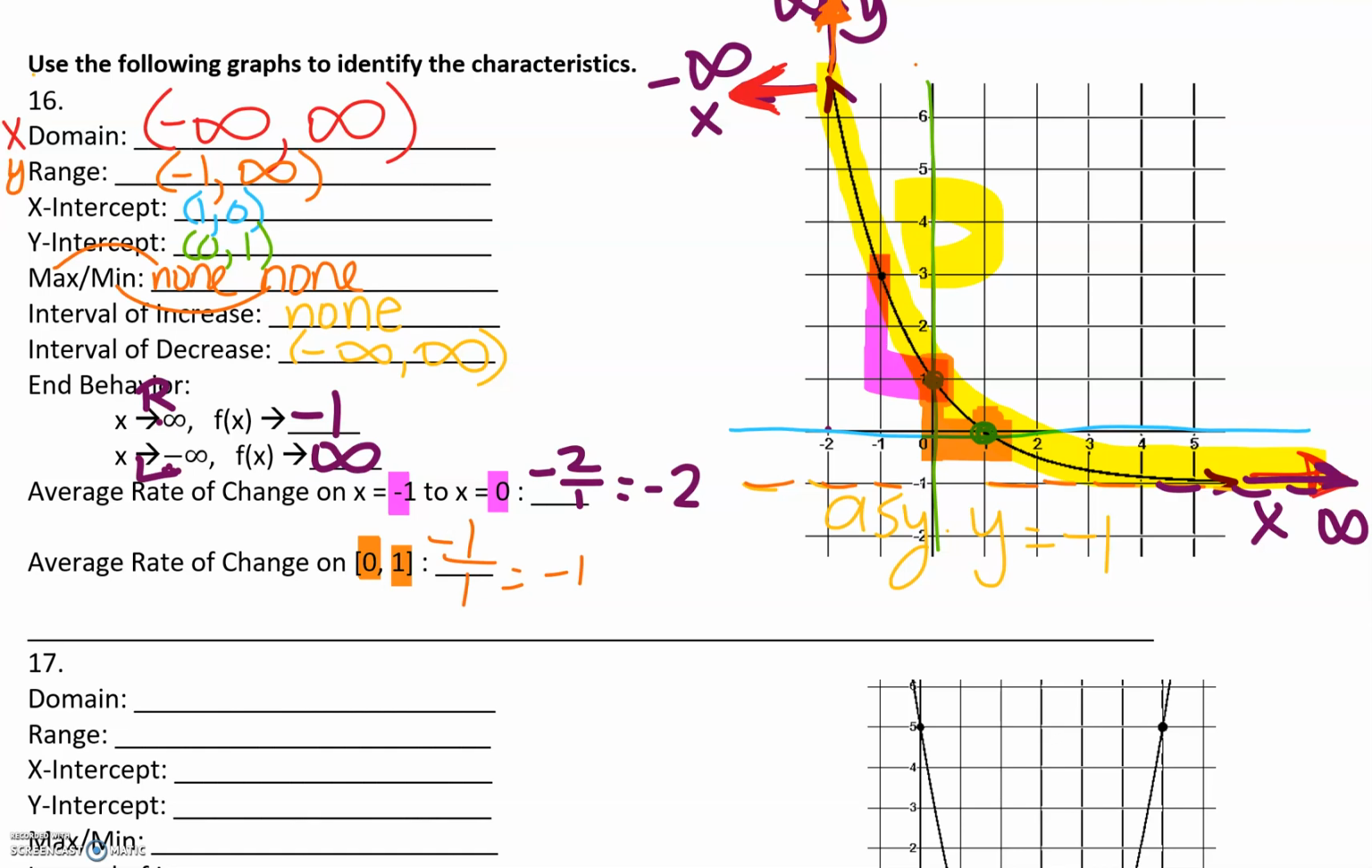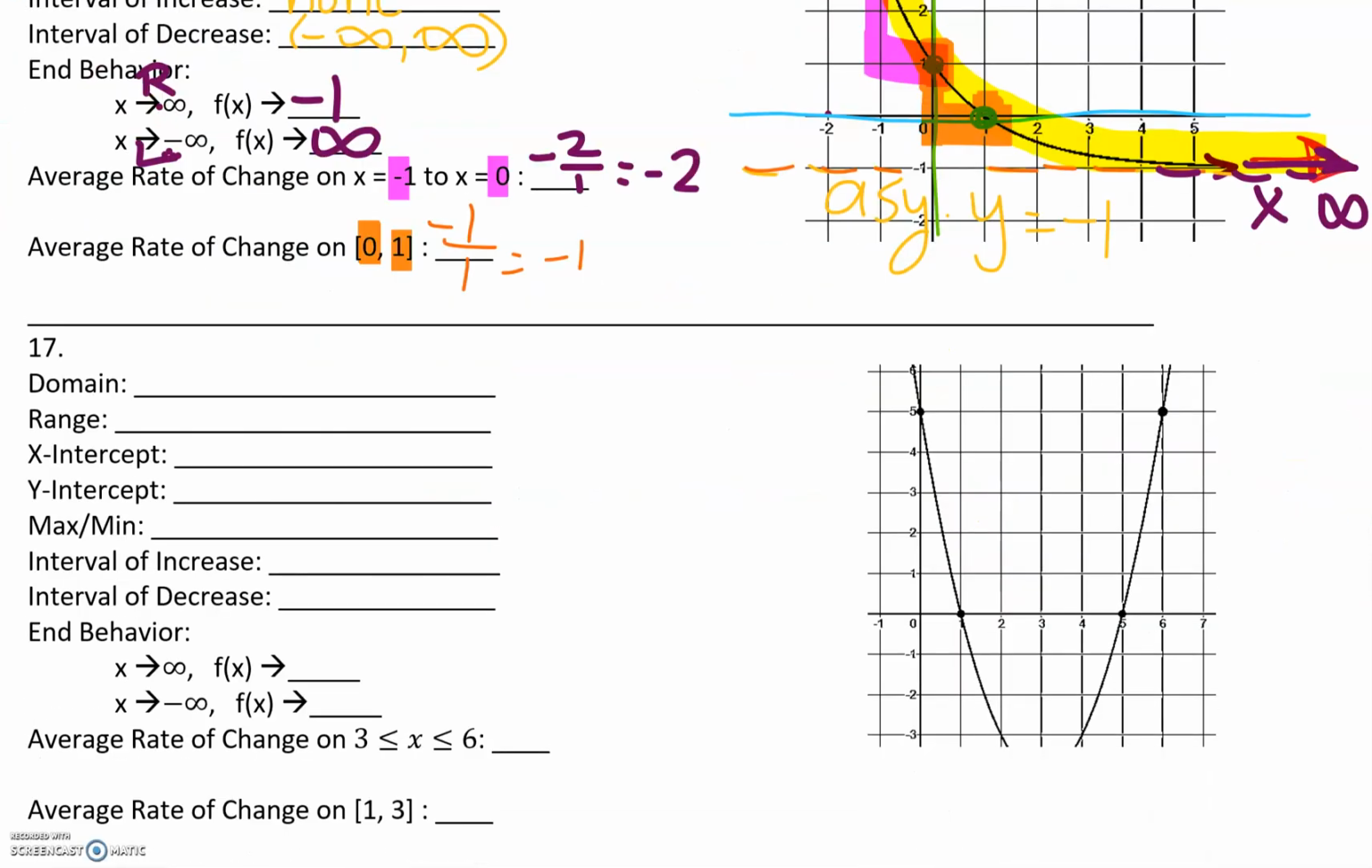Hello and welcome back to Unit 11, Day 5. So we are looking at these graphs and we're having to do these key characteristics, identifying what's happening. So this number 16 we just finished in video 1 and it was that exponential. We see it did have that asymptote and those different areas, all of that information. Super. So let's look at number 17.